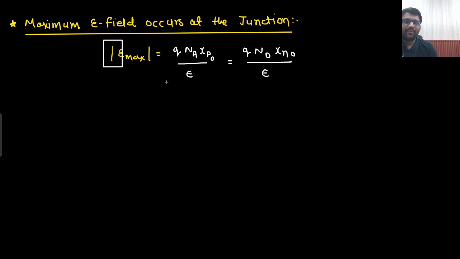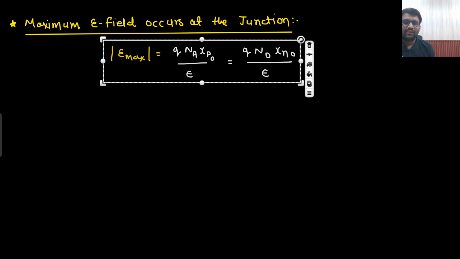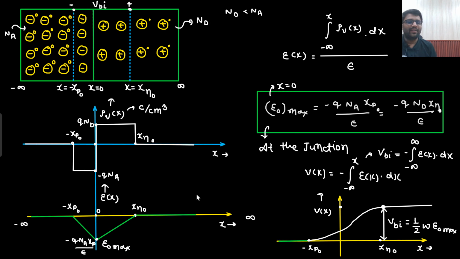People usually remember this formula. So are you going to mug up this formula? No. You will have the diagram clear in your mind. Sir, Q and A here, Q and D here. I will integrate it. So Q Na xp, I am getting, divided by epsilon, that will be my electric field.